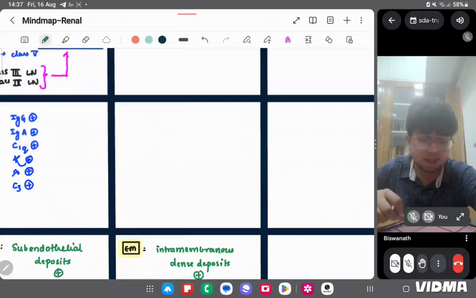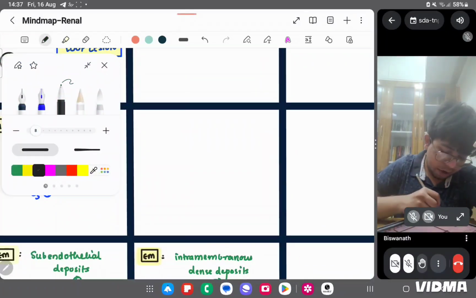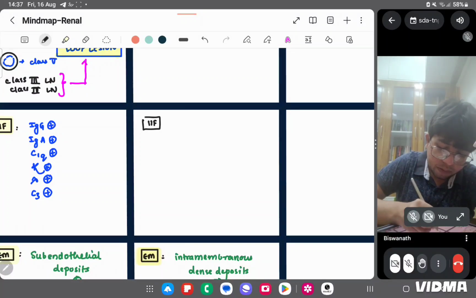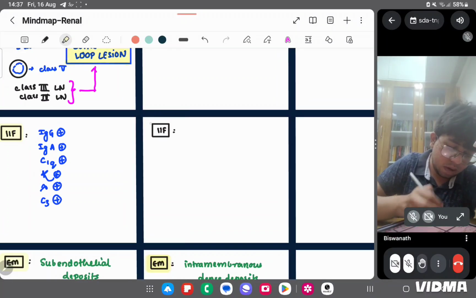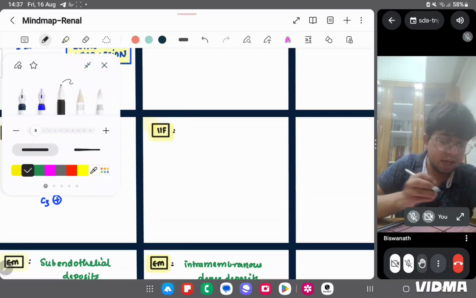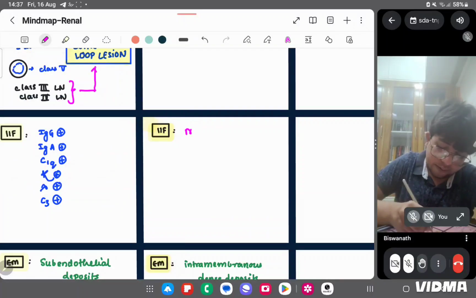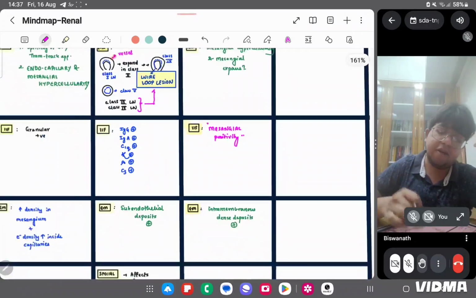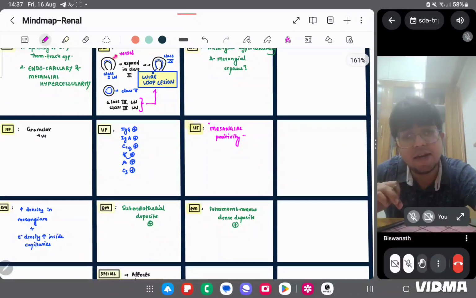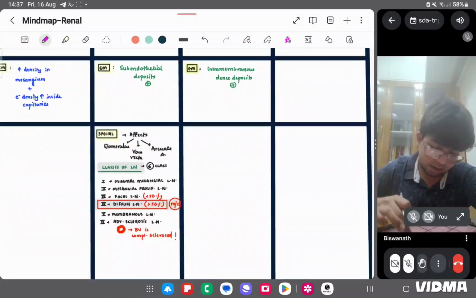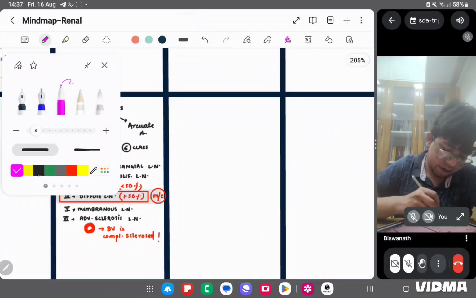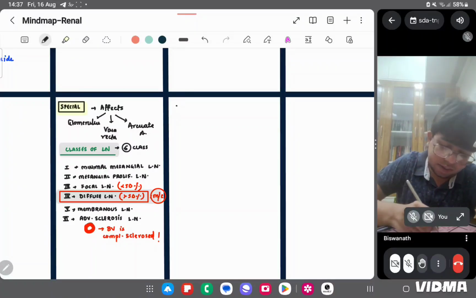Intramembranous dense deposits are present, and on immunofluorescence, just like in IgA nephropathy, there is mesangial positivity. Mesangial positivity. Are you understanding? And this has a bad prognosis, which I can write in the special points.